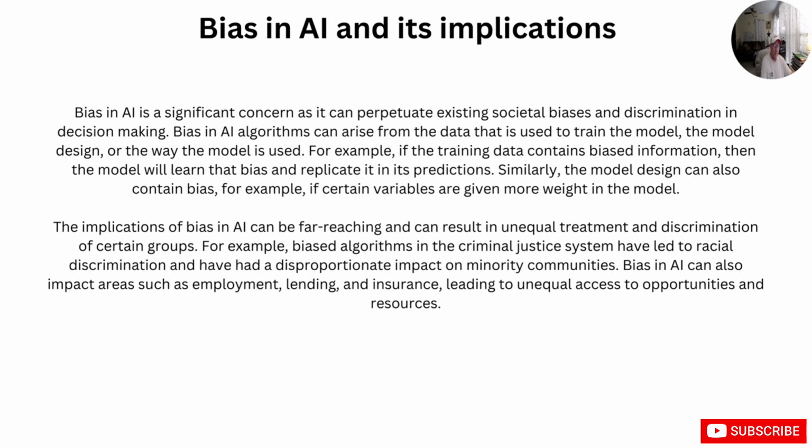The implications of bias in AI can be far reaching and can result in unequal treatment and discrimination of certain groups. For example, biased algorithms in the criminal justice system have led to racial discrimination and have had a disproportionate impact on minority communities. Bias in AI can also impact areas such as employment, lending, and insurance, leading to unequal access to opportunities and resources.